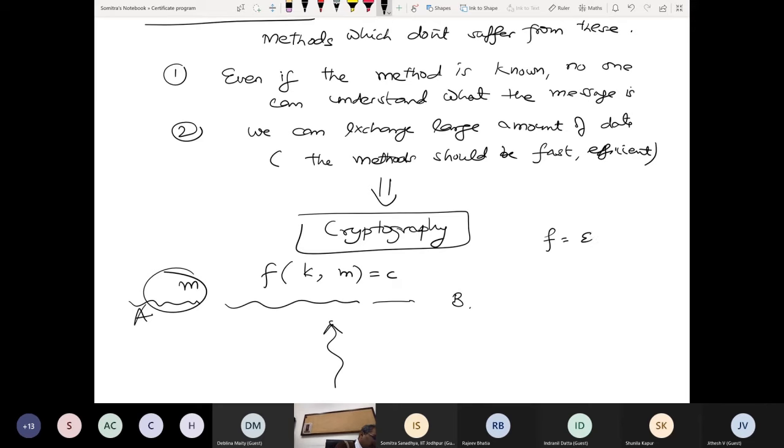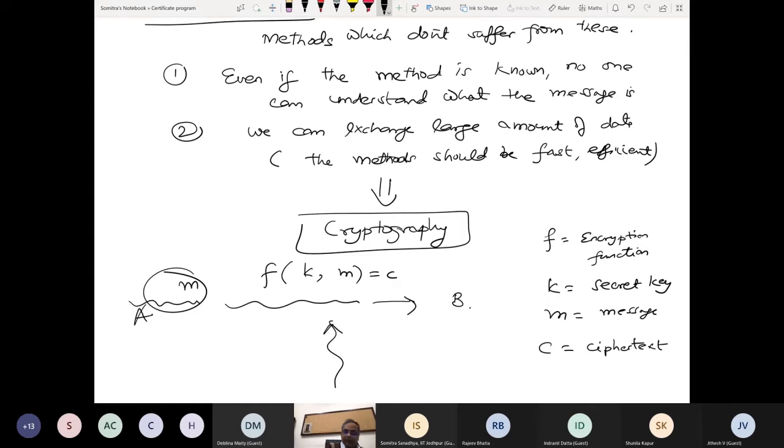F is known as the encryption function. K is known as the secret key, and M is the message. C is called the ciphertext. So you have a message M which gets encrypted under a key K with a function F and produces a ciphertext C. And this is exactly what you are sending on the wire.